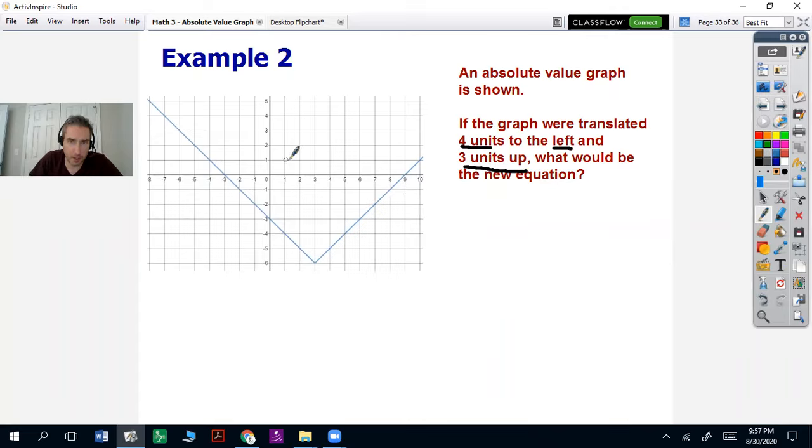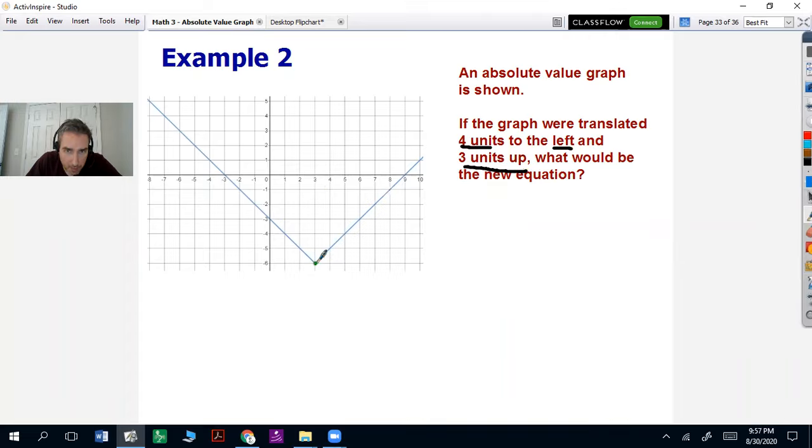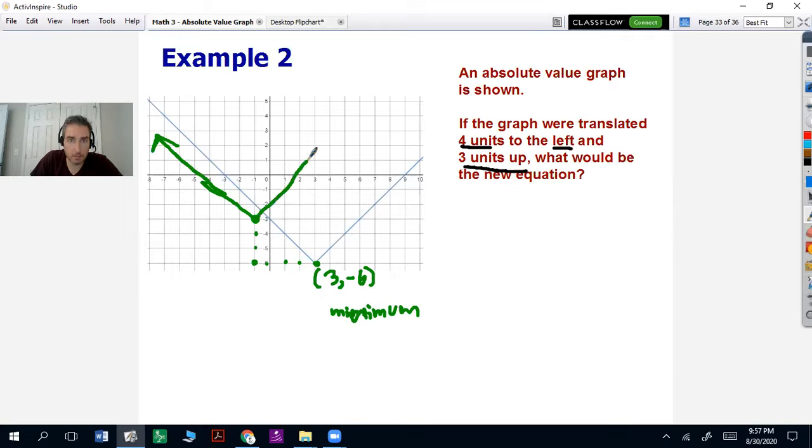This graph is going to start at 3, that vertex is going to be at 3, negative 6. And that, of course, is a minimum. And then we want to take that graph 4 units to the left. So if I go 4, it's going to go 1, 2, 3, 4, and 3 units up: 1, 2, 3. So if I'm graphing this by hand, it'll just basically be shifted 1 unit over there, something like that. So what's the new equation?